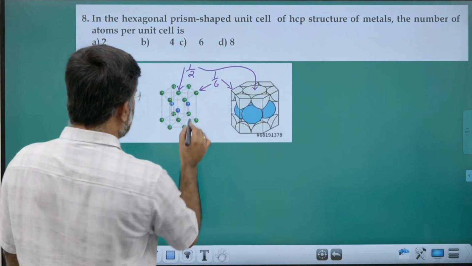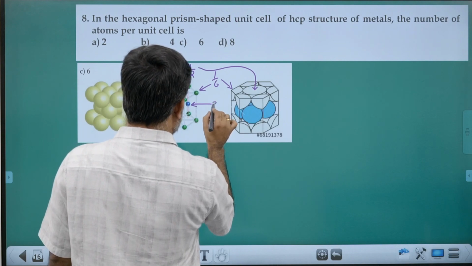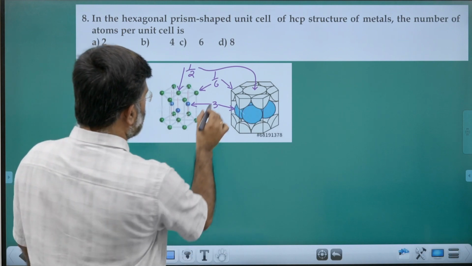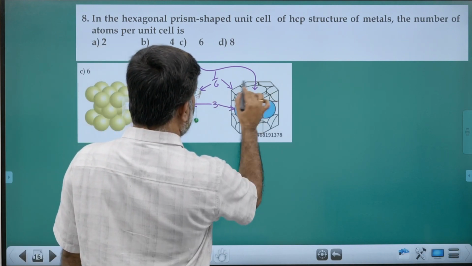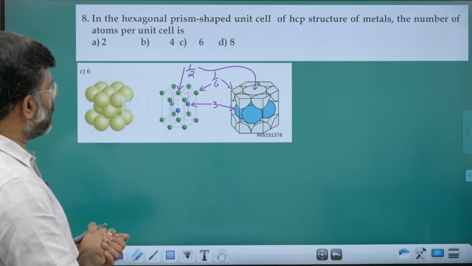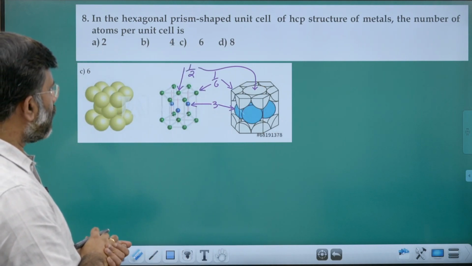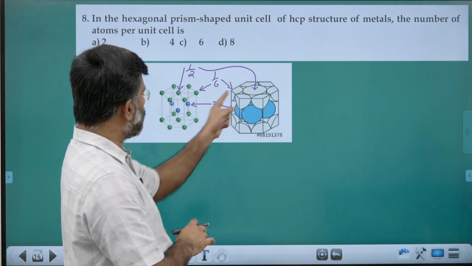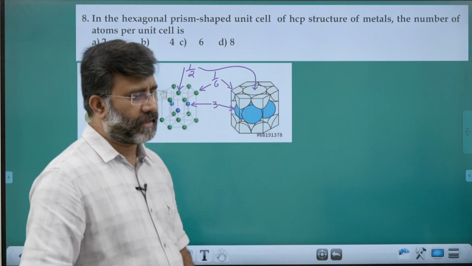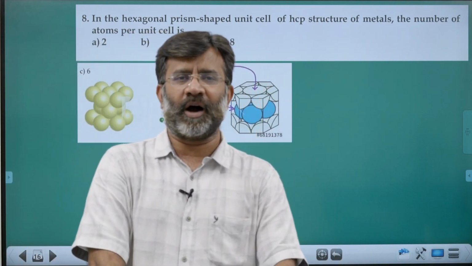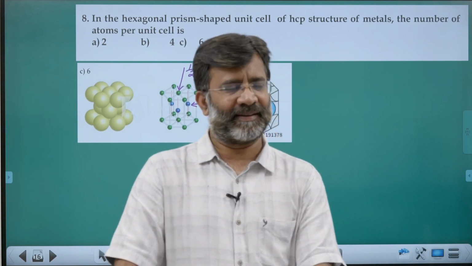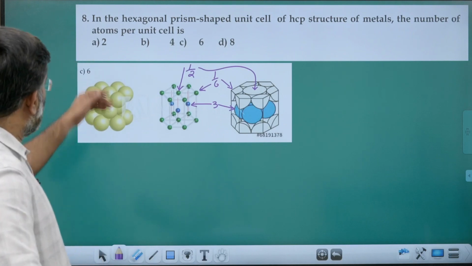And then I was talking about these three particles, the contribution is full, three particles. So it will be 1 by 6 into, there are 6 at the top, 6 at the bottom, so 1 by 6 into 12, 2. Half into 2, 1 top, 1 bottom, 1. And 3 particles inside. I think it's a beautiful diagram to make you know how the arrangement is there in HCP. Fine. So the answer is option C.